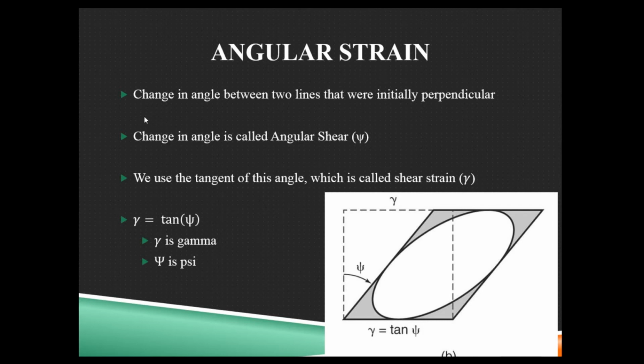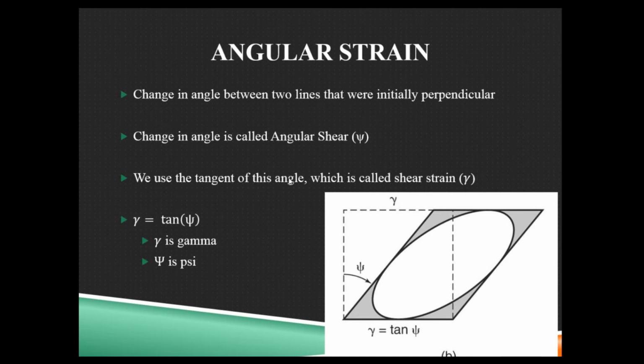Angular strain. The change in angle between two lines that were initially perpendicular, such as the strain axes. They were initially perpendicular. If there's general shear, they change angle. They're no longer perpendicular. That change in angle is called angular shear, and is given the Greek symbol psi. It looks kind of like a capital Y where the line extends up higher through the center, or the easier way to remember it is that it looks like a martial arts weapon, a little sword called a sai.